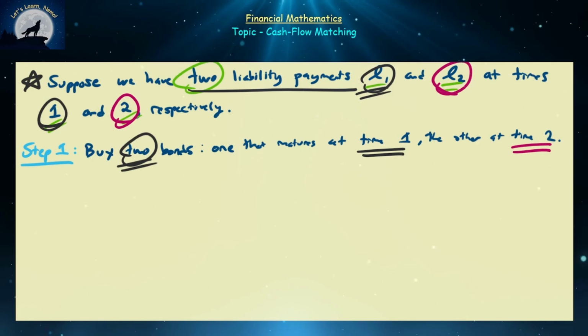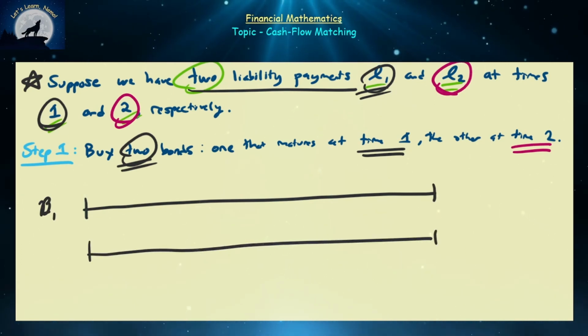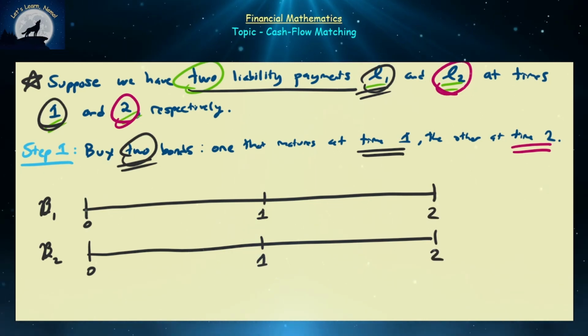So what I want to do now is draw two parallel timelines. We're going to have bond 1, and then we're going to have bond 2. Both are obviously going to start at t equals 0. So we're going to buy two bonds, quote unquote, today. And then we're going to be marching through time. So here we have time t equals 1 and time t equals 2.